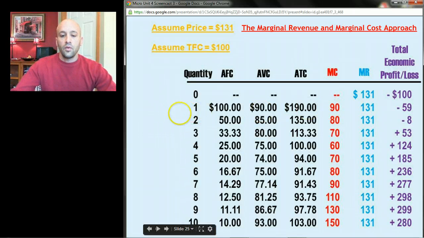What about the second unit? Marginal cost, $80. Marginal revenue is $131.